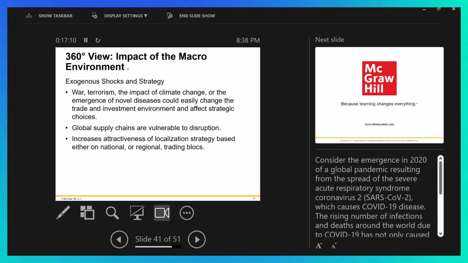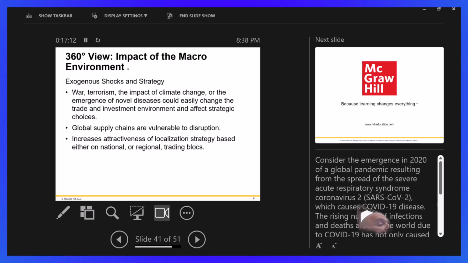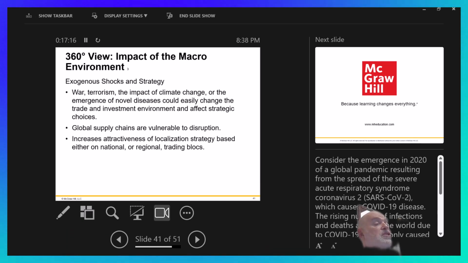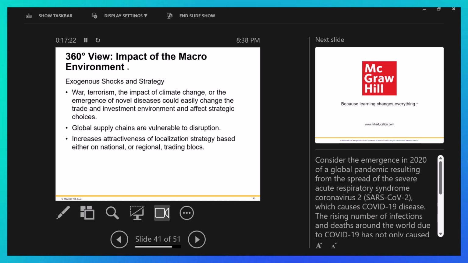Exogenous shocks and strategies. War, terrorism, the impact of climate change, or the emergence of novel diseases could easily change the trade and investment environment and affect strategic choices. Just look at how COVID-19 impacted the entire world. Global supply chains are vulnerable to disruption, which increases the attractiveness of localization strategy based on either national or regional trading blocs.